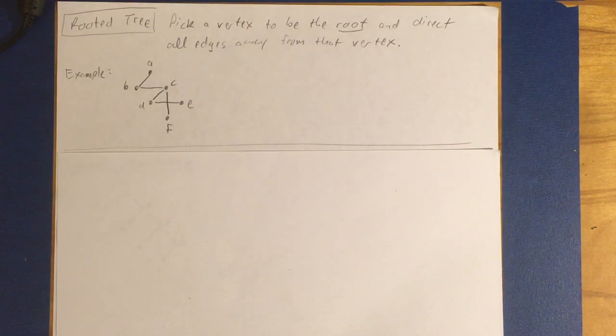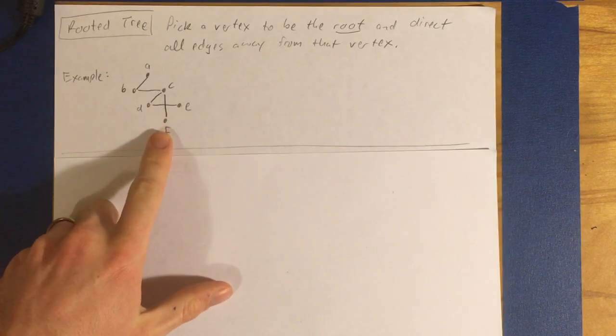Okay, so now that we've introduced trees, now we're going to take a look at a specific type of tree called a rooted tree. So the idea of a rooted tree is that you're going to pick a vertex to be the root and designate it as that, and then direct all of the other edges away from that vertex that you picked. So let's look at an example of a tree.